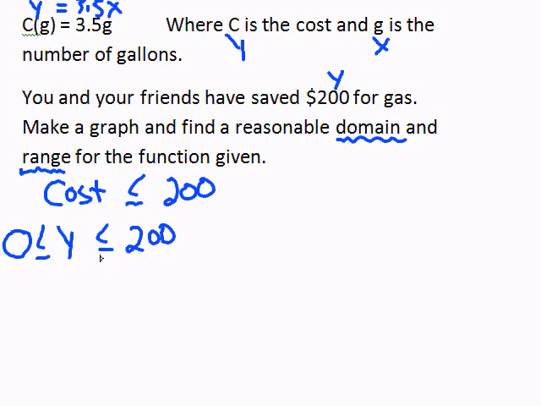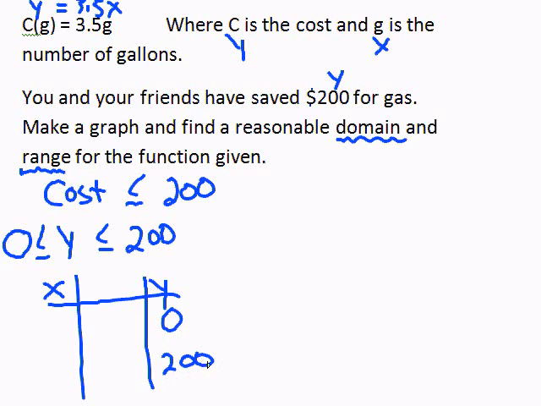So now that we have our y's, let's find our x's. To do this, we're going to make an xy chart. But this time we have y values, not x's. So we know our y values go from 0 to 200, and since it's a linear function, 3.5 times x, we only need 2 values to draw our graph.